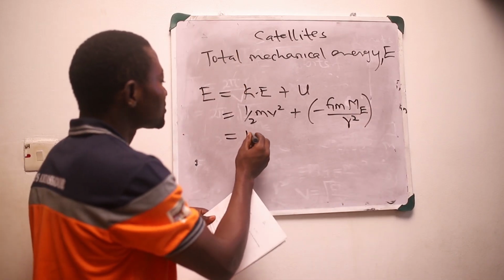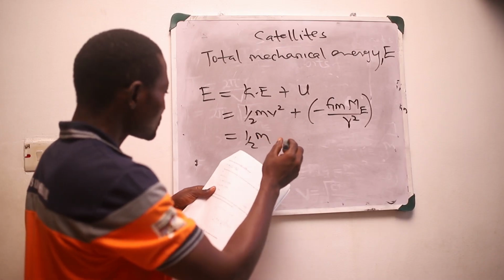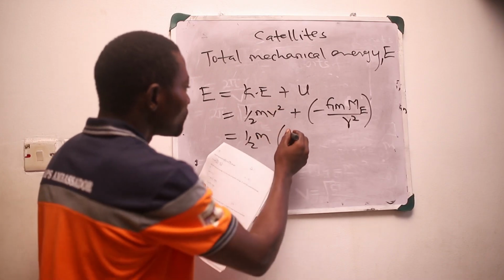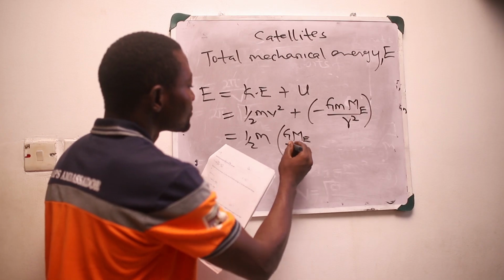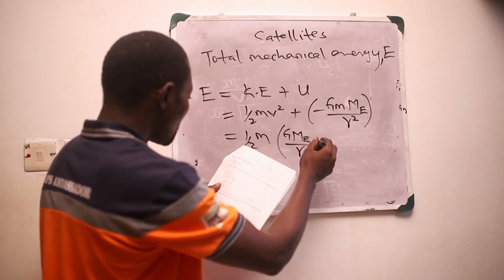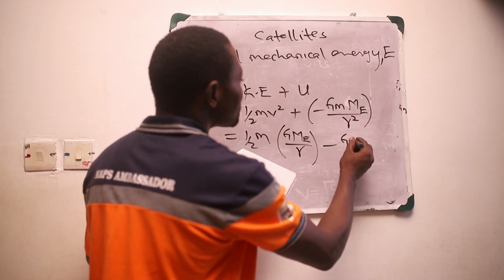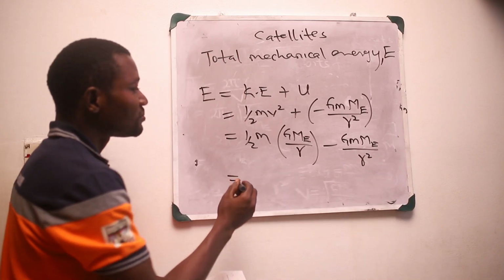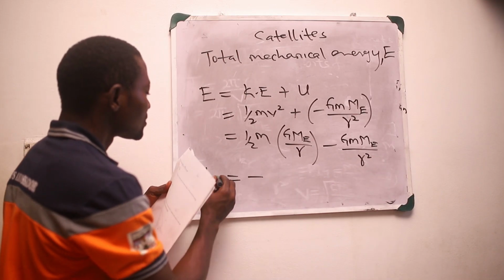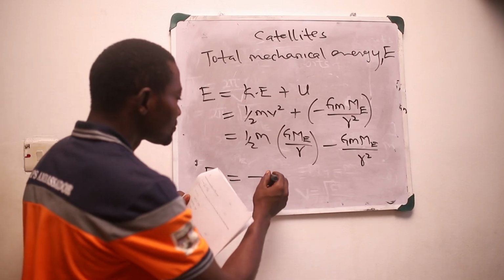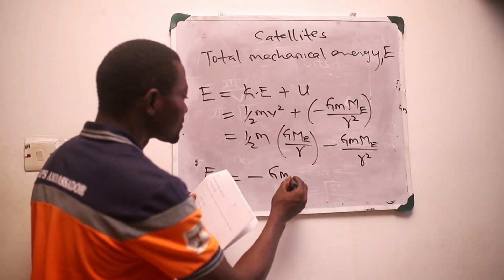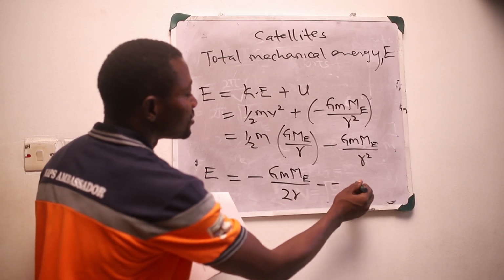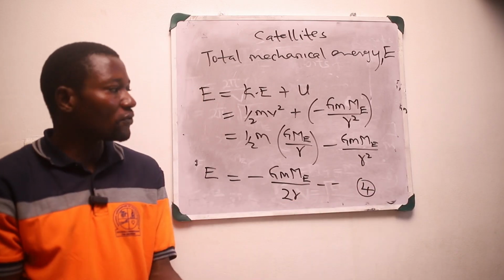So if we simplify this, substituting, we earlier computed our velocity. We substitute for velocity and open the bracket here. If we simplify further, we'll have that the total mechanical energy of a satellite moving in orbit is given by equation 4.